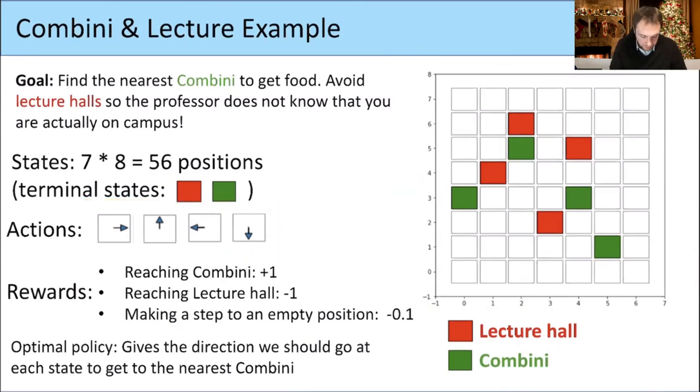The reward we get by entering a green cell is +1, because we want to go to a combini. But entering a red cell gives us -1. And making just one step to an empty cell is -1, because just walking makes us tired. What we want is, starting somewhere, to find the shortest way to the next combini.